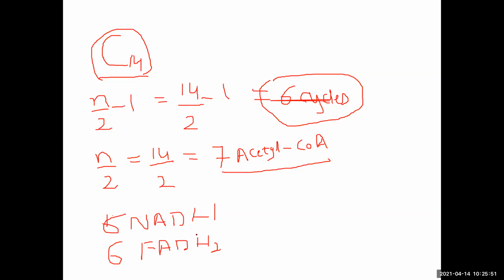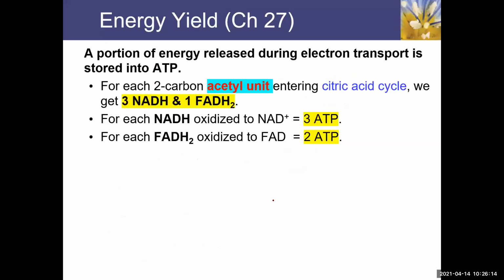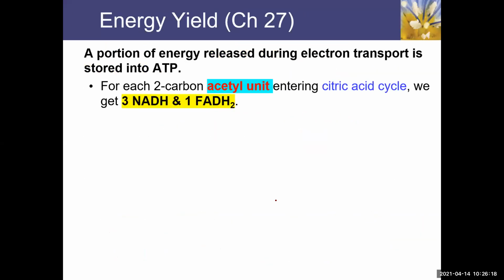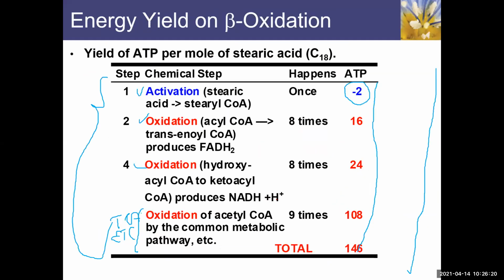Everybody, are we okay? We know now the number of cycles. We also know how many NADH and FADH2 we produce, and how many acetyl CoA will be produced. And then we remember the format. In the activation step, we use two ATPs, right? I'll go to the diagram once again.